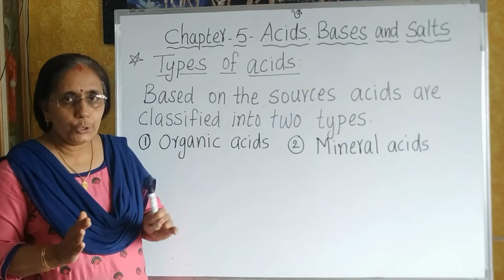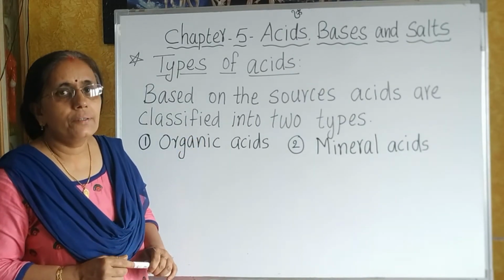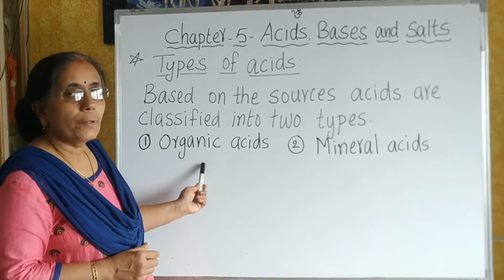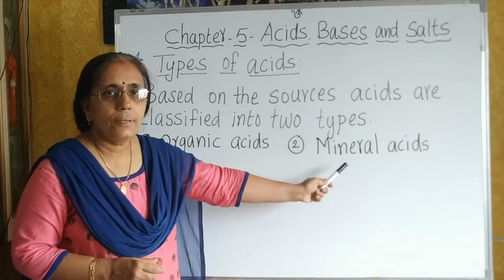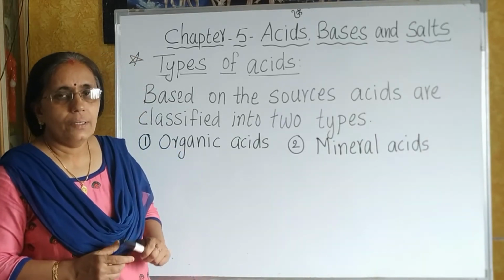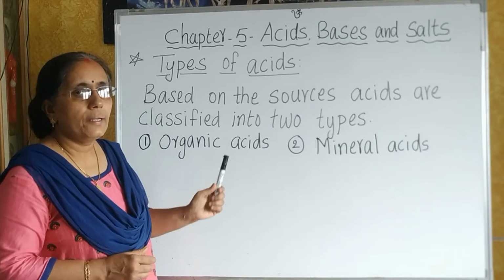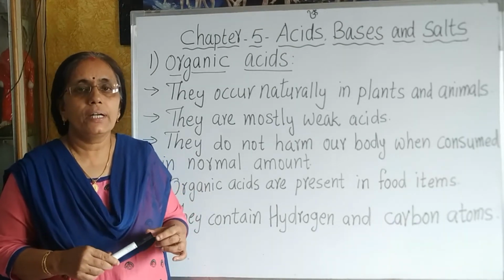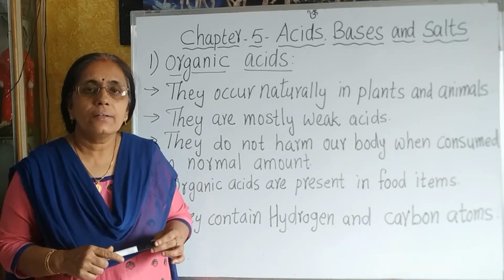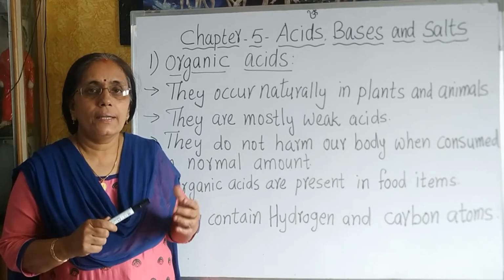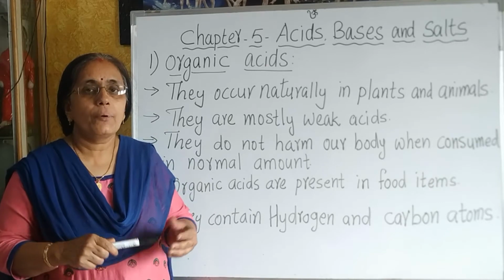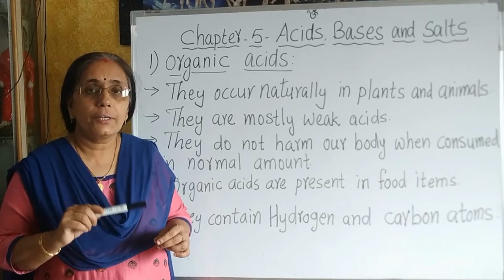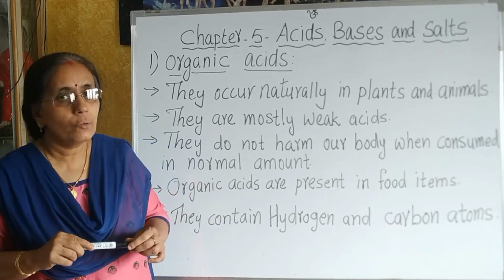Based on the sources from which it is obtained, the acids are classified into two types. They are organic acids and mineral acids. Now we will study about organic acids. Students, in the last video, we have learned about acids. Acids are sour tasting compounds, and chemically, they are the compounds which produce hydrogen ions when dissolved in water.